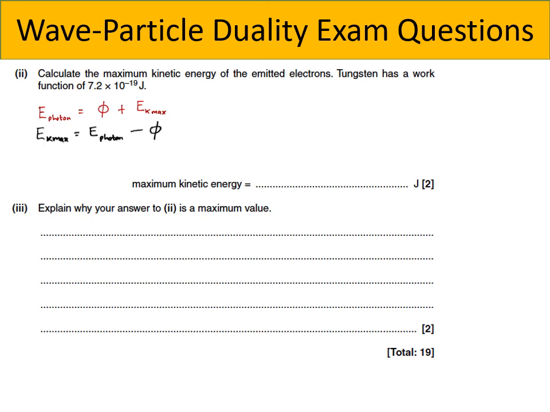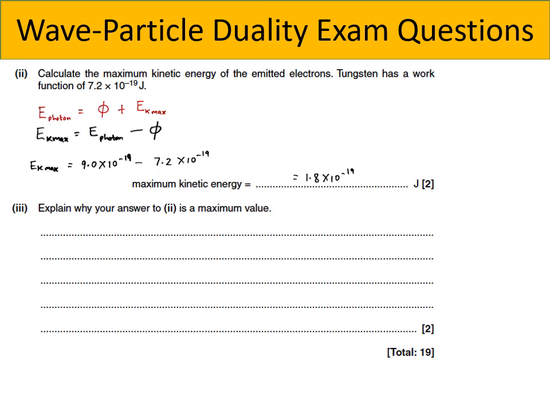Rearranging to make the maximum kinetic energy of the electrons the subject, we have Ek max is equal to E of a photon, take away the work function. So, Ek max is equal to 9.0 times 10 to the power minus 19, take away 7.2 times 10 to the power minus 19. The powers are the same, so that should be an easy subtraction, and we are left with a maximum kinetic energy of 1.8 times 10 to the power minus 19 joules.